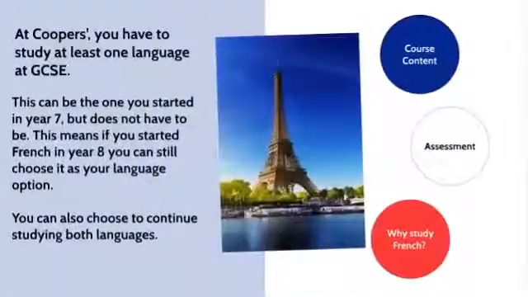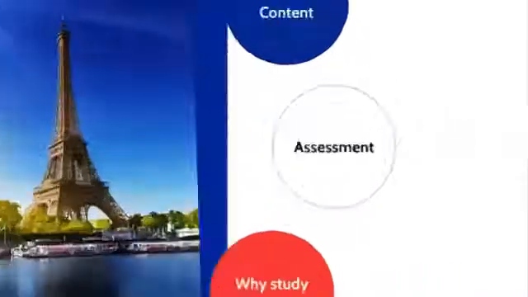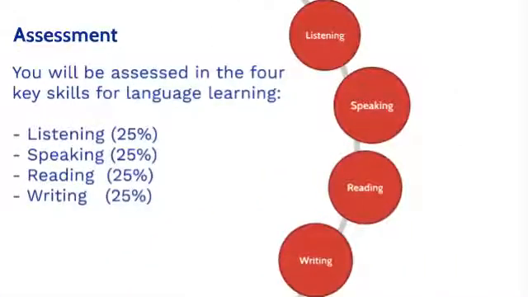And then, obviously, you have to take a GCSE at the end of your 2-year course. So let's look a bit at how that is assessed. You're assessed in 4 key skills for language learning: your listening skills, speaking skills, writing skills, and your reading skills, and each of those is worth 25% of your overall grade. I'm going to look at each of those in a little bit more detail so you'll know how they're examined, starting with listening.